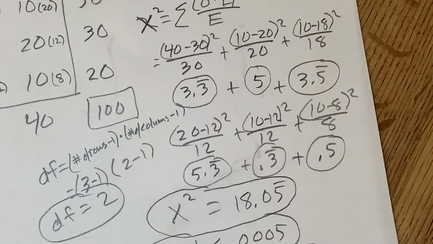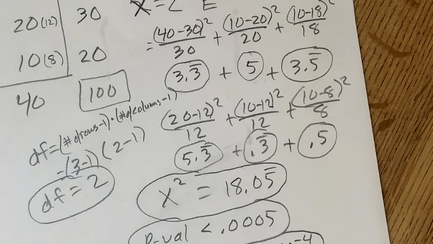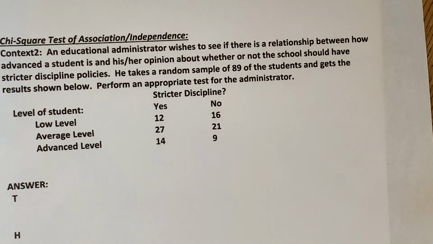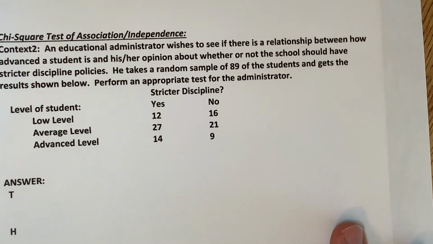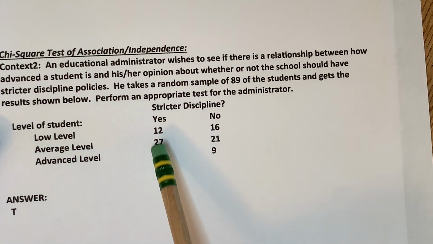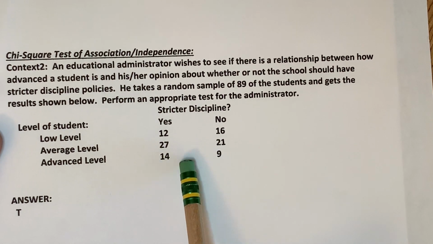Now let's do the chi-squared test of association, or independence, which is a very similar sort of thing. It's just that your sampling techniques and your terminology are going to be different. The key thing to notice in a test of association independence is that it looks really similar. You're going to have these two-way tables. Almost all the time, they'll just give it to you in two-way table form like this.